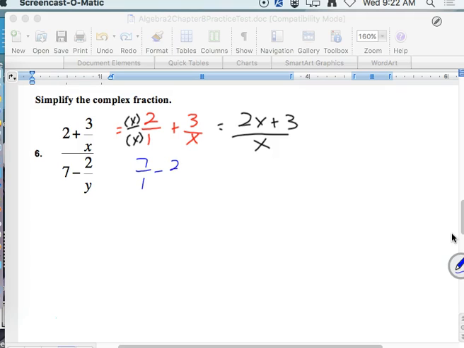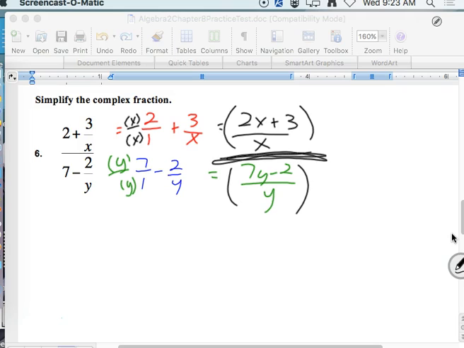7 over 1 minus 2 over y, LCD, y. Let's multiply the front one, on the top and the bottom, by y. Well, now look. Now we have one fraction divided by one fraction. We don't divide fractions, do we? We sure do. So 2x plus 3 over x times y over 7y minus 2.